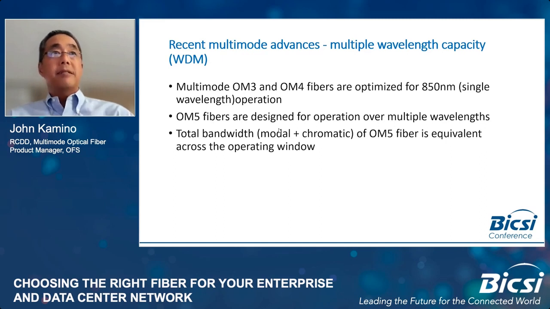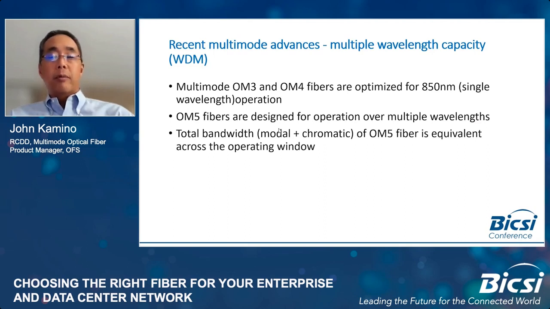Some of the recent advances in multimode fiber have been around the capability to support multiple wavelengths, or wavelength division multiplexing. WDM has been implemented in single mode fiber for a long time, but only recently have we seen that being done in multimode fiber operations. Multimode OM3 and OM4 fibers are optimized for a single wavelength of 850 nanometers. OM5 fiber, on the other hand, is designed for operation across a window of wavelengths from 850 to 940.